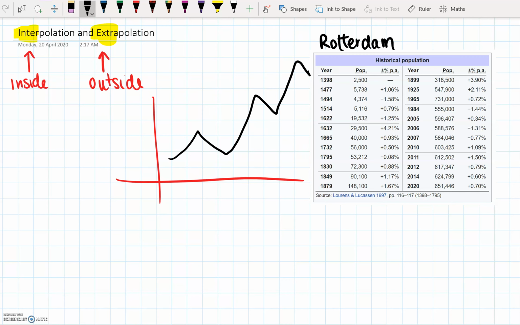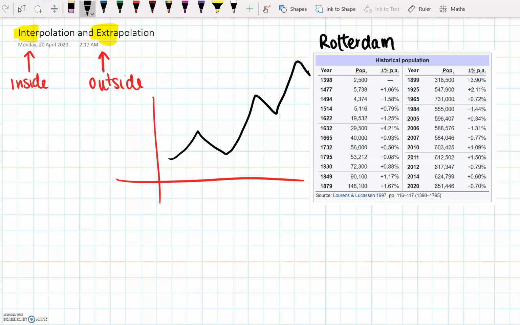Now with interpolation and extrapolation, you can see in this table that we've only been given certain data points. So we've been given for example 1984, but then the next data is not until 2005. That's 20 years later. So our next data wasn't for 20 years. What that means is in between 1984 and 2005, let's say we want to know the population in 1995, we need a way of estimating that. Now with interpolation and extrapolation, it will always be an estimate.